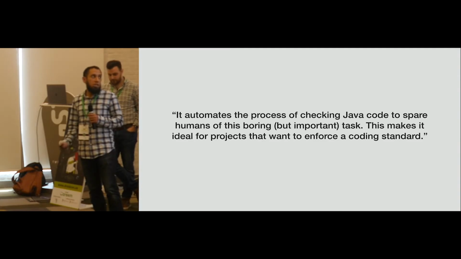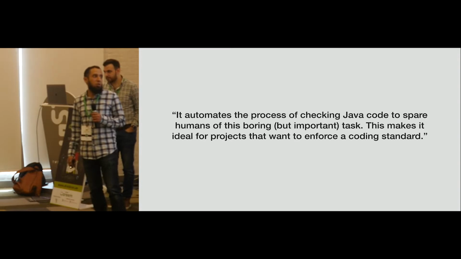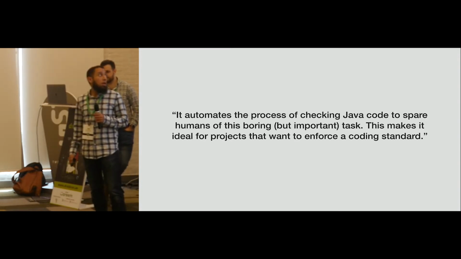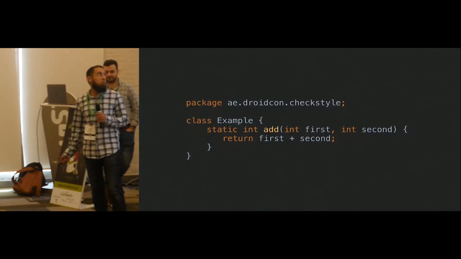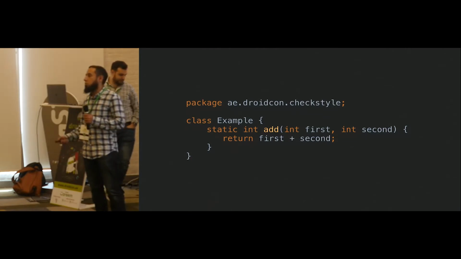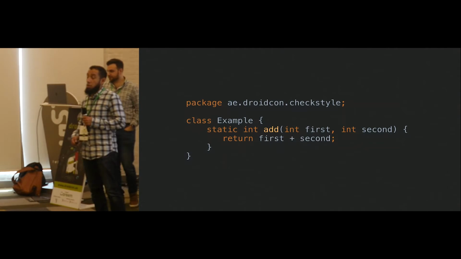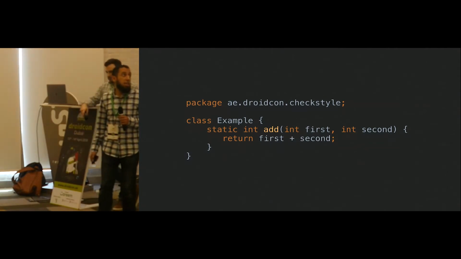So one such tool is CheckStyle. To quote them, it's a development tool to help programmers write Java code that adheres to a coding standard. It automates the process of checking Java code to spare humans of this boring but important task, and makes it ideal basically for enforcing coding standards. So let's take an example.